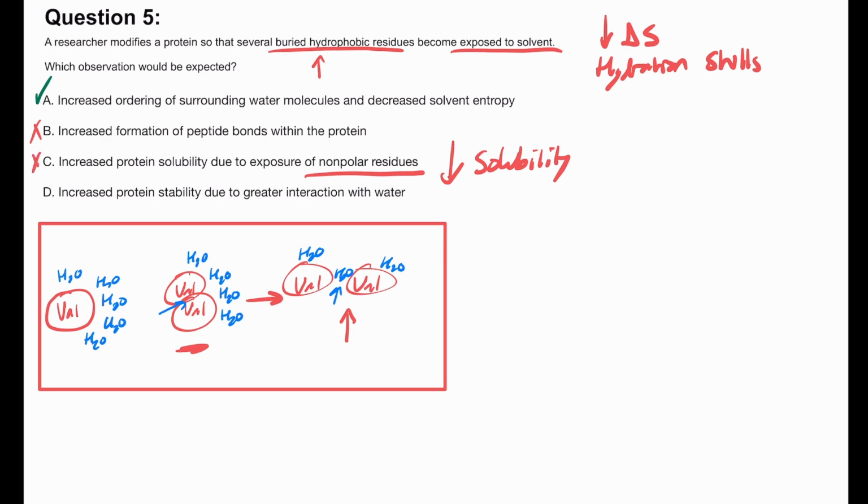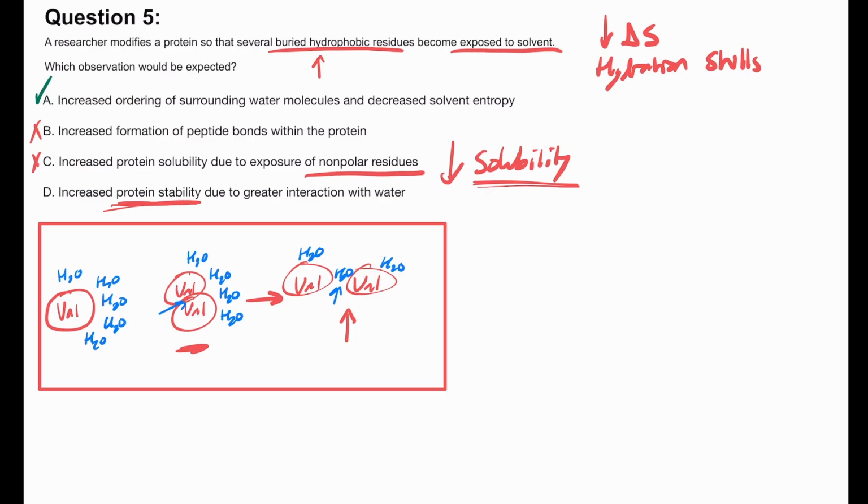And then D, increased protein stability due to greater interaction with water. Well, remember, we're decreasing solubility. And so as a result, we're also decreasing protein stability. Now there's going to be less favorable interactions. We're decreasing the hydrophobic effect. And so that means our protein is going to be so much more energetically unfavorable. It's not folded the way it wants to be.